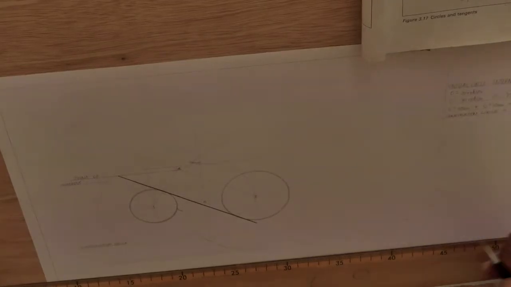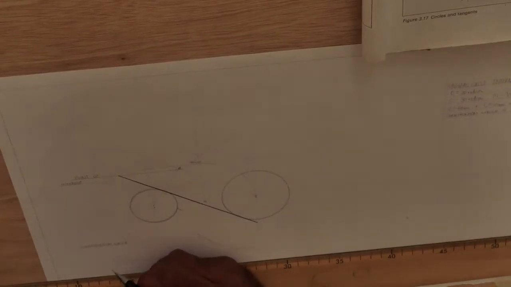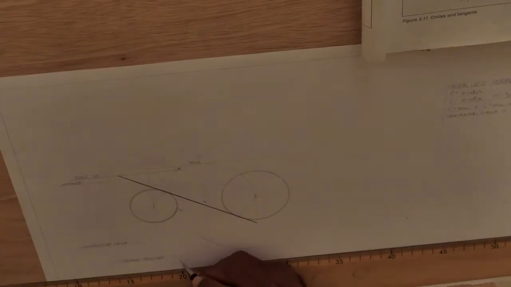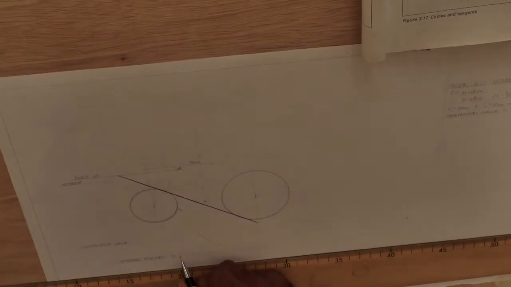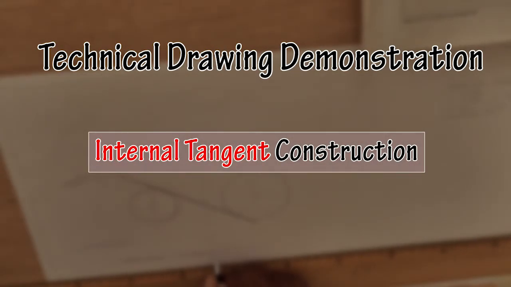What I'm going to do now is just place the note here. Once again, this is the internal tangent to two unequal circles.